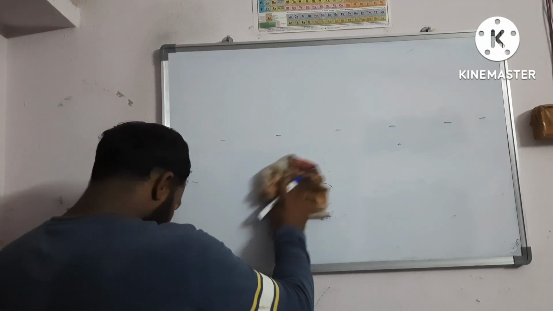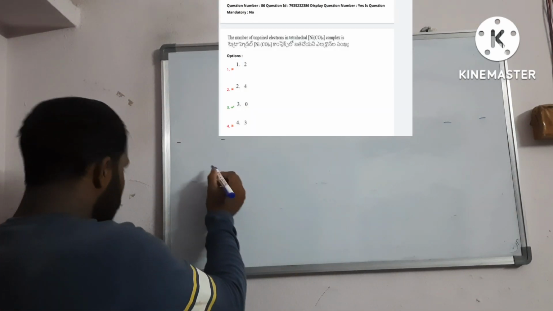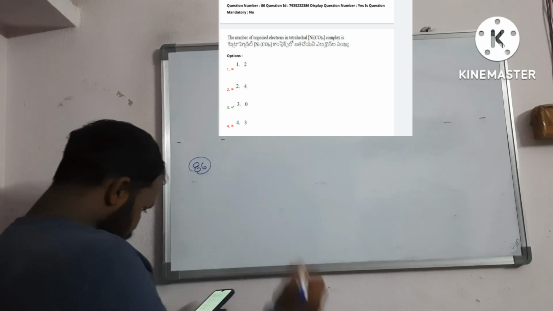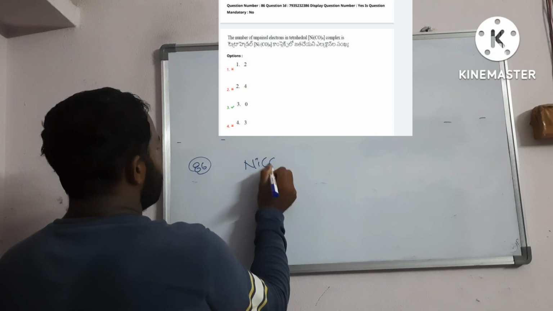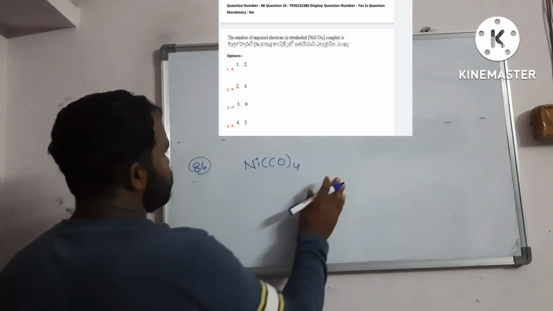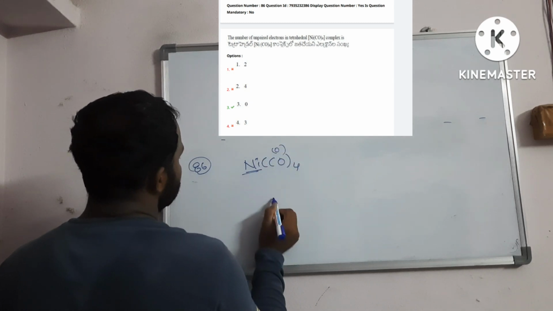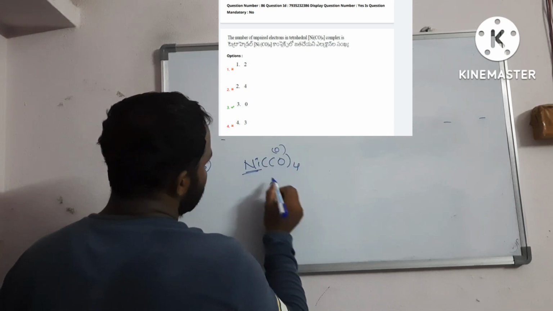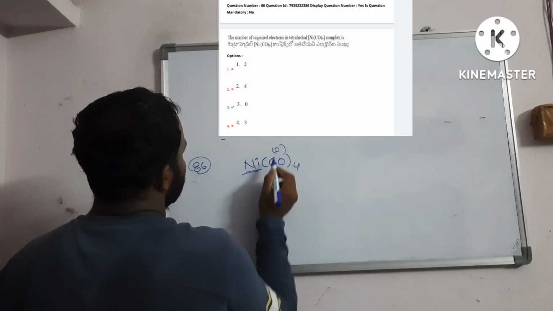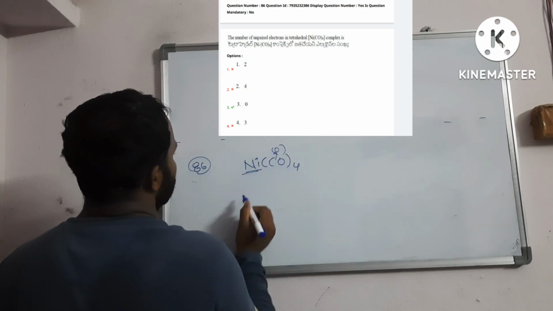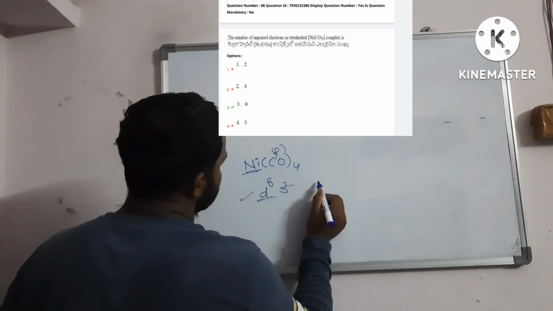Next question number 86, right? The number of unpaired electrons in tetrahedral NiCO4, tetracarbonyl nickel. So how will you count it? Nickel is generally in the oxidation state 0, D0. But here you can say not D0. Tetracarbonyl nickel, CO is neutral. You can say nickel is generally D8S2. Oxidation state is 0 means it should be like this only.